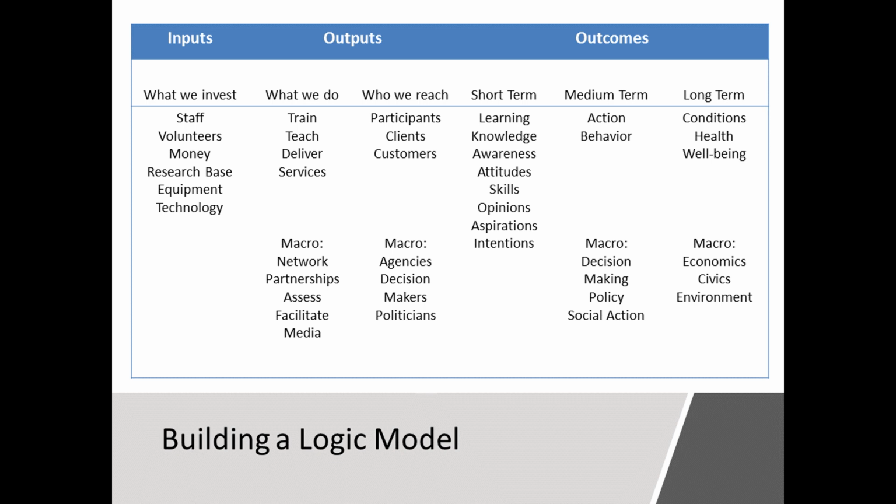And on a macro basis, it could be things like decision-making or changing policy or some type of social action. And over the long run, outcomes are related to changing conditions, improved health, well-being, and some, again, some improved state for the individual. And from a macro perspective, it could be a change in the environment, it could be a change in economics, or something civic in the particular community.